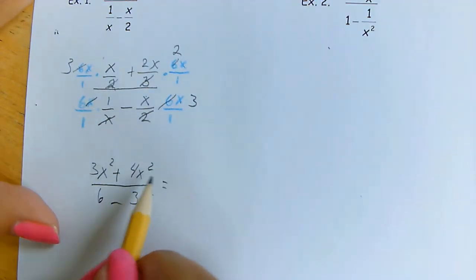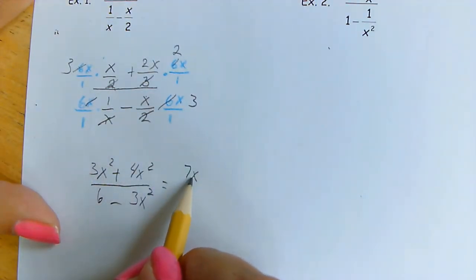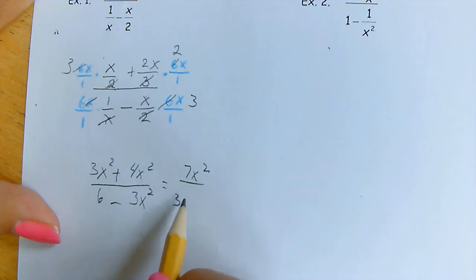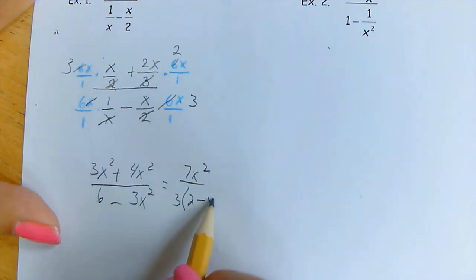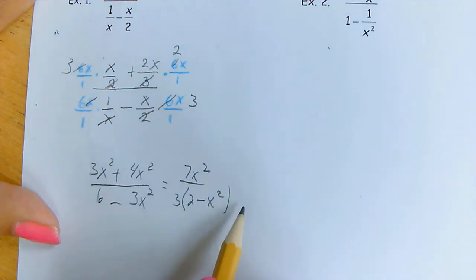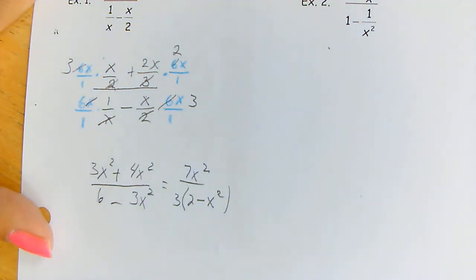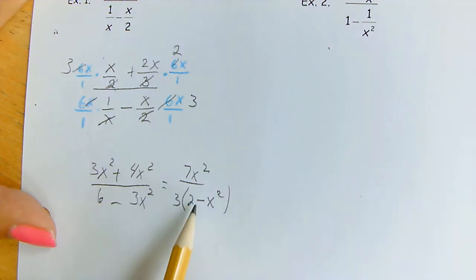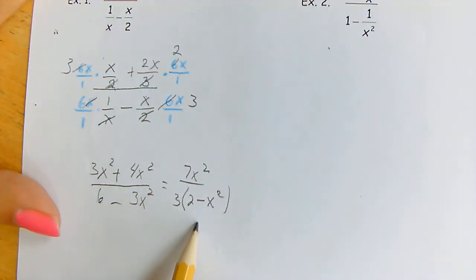And when I simplify, these are like terms. I will combine these. I can GCF a 3 out of here. But I cannot simplify anymore. So whether my denominator stays like this or this is my fraction or my rational expression.